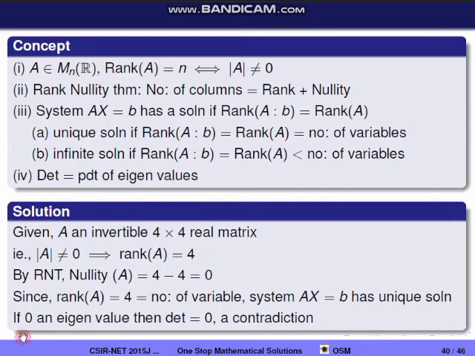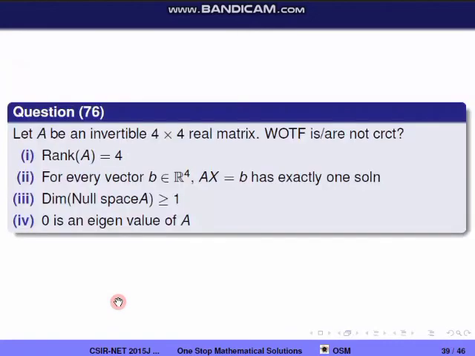And if 0 is an eigenvalue, we should get determinant to be 0. And it is a contradiction to the statement that determinant A not equal to 0. So now we'll check the incorrect statements. So the incorrect statements are 3rd and 4th.